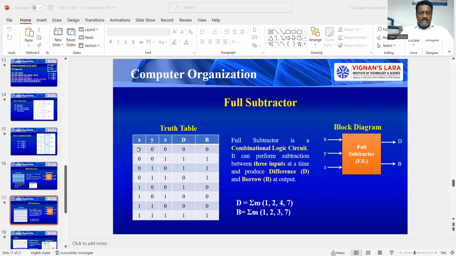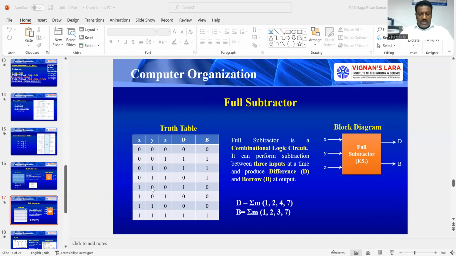Coming to the truth table: 0 minus 0 minus 0, difference 0, borrow 0. 0 minus 0 minus 1: in order to do this subtraction, we need a borrow. So borrow is 1. Then 2 minus 1, difference is 1. Again, 0 minus 1 not possible. Again, I took a borrow, so borrow is 1. Here I get 2. 2 minus 1 is 1. 1 minus 0 is equal to 1. Again, 0 minus 1 not possible. Again, I took a borrow, so borrow is 1. Here the value changes to 2. 2 minus 1 is 1. Then 1 minus 1 is equal to 0.